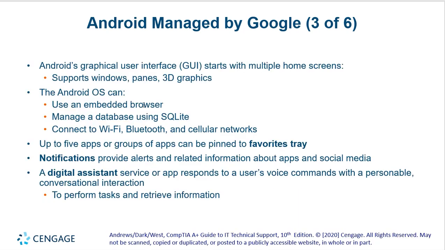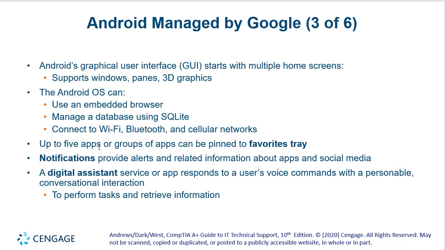Android, obviously we have a graphical user interface that has our home screen, and mine has 3 different panes that I can put things on. There's an embedded browser. I just always use Chrome. I do have Firefox on mine, but I just always end up using Chrome because it's easier. There's a database in it, and then you can connect to your cellular network, Bluetooth, Wi-Fi, all of that. So you can connect to all of that.